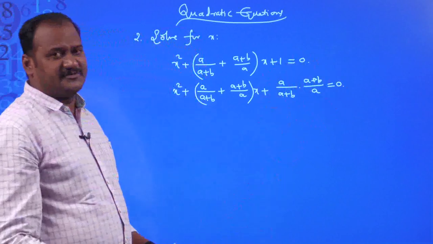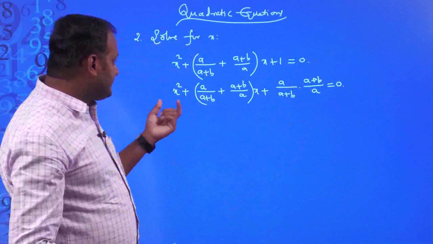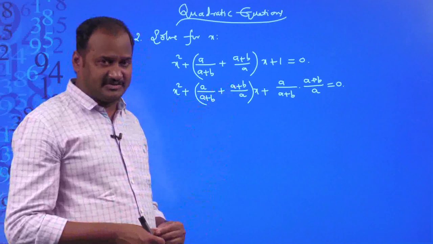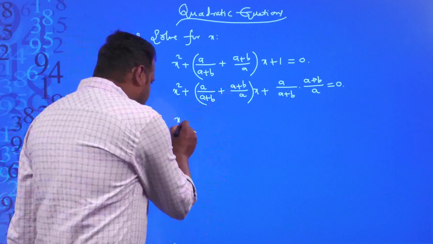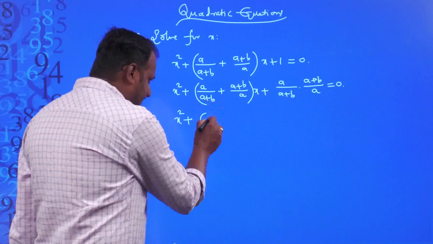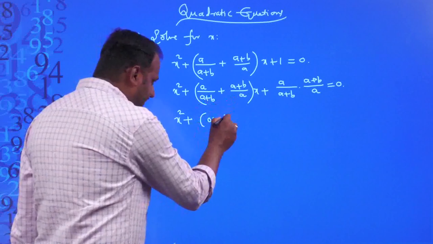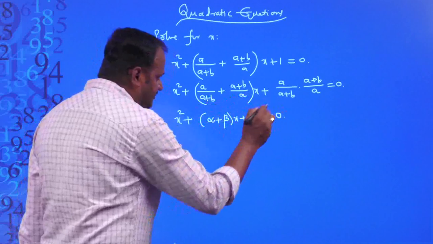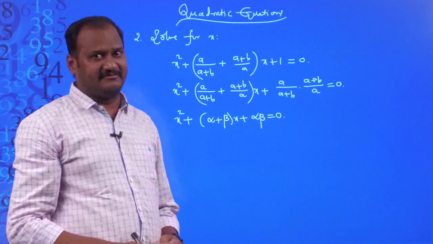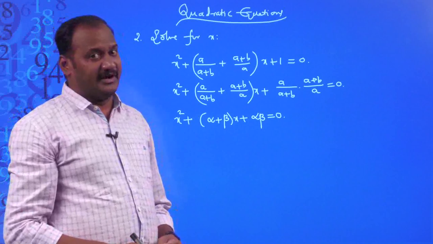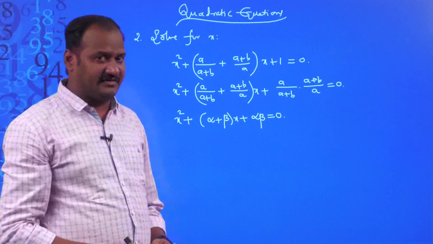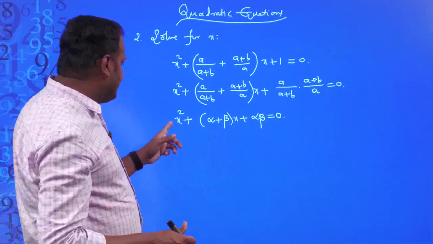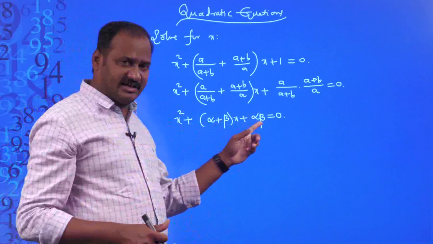Now you see, this is in which form? Basically, suppose I consider a divided by a plus b is equal to some alpha, and a plus b divided by a is equal to some beta. Then this is going to be in the form of x square plus alpha plus beta times x plus alpha into beta is equal to 0. Yes, this is the standard form, where the roots are going to be minus alpha and minus beta. We had a discussion about this, right? Otherwise, if you don't get any idea, then this is x square plus alpha plus beta into x plus alpha beta is equal to 0.